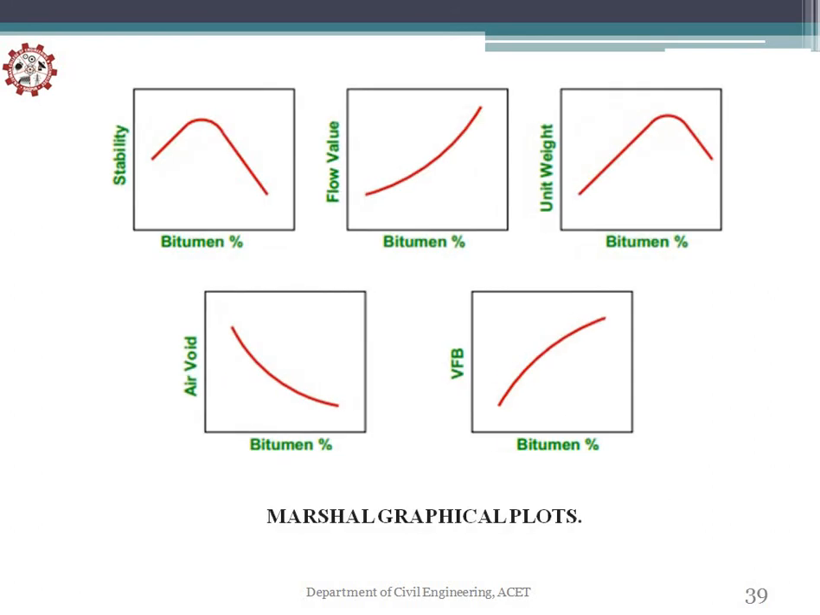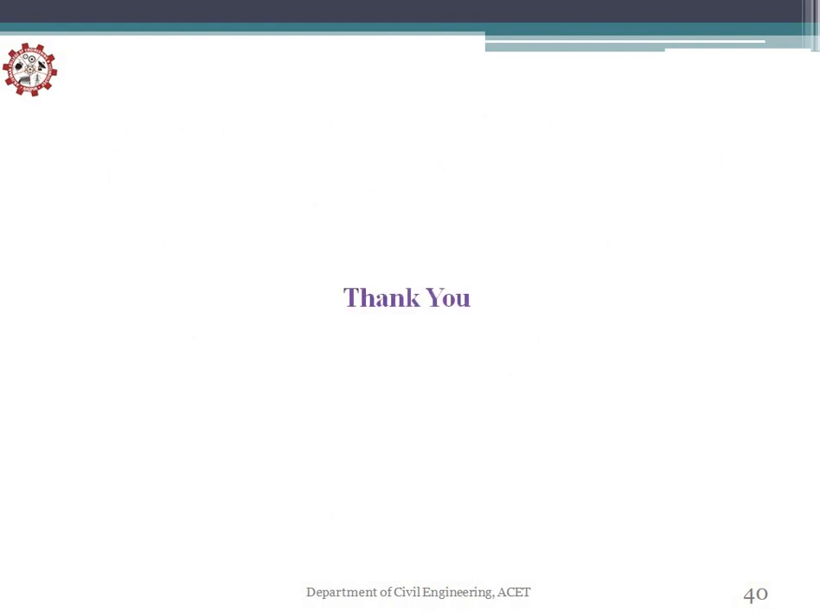After calculating, you get these graphs: first stability with respect to bitumen, then flow value with bitumen, unit weight with bitumen, air void with bitumen, and VFB with bitumen. After plotting these graphs, you get the actual value, and that is how we finish the first part.